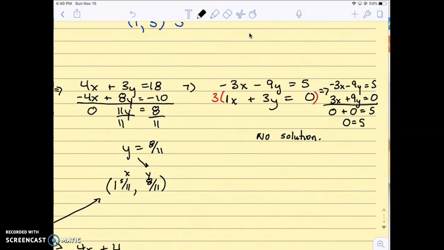I'm not saying that there's a no solution question on the test, but I'm not saying that there's not. Depends on which version you get, okay?